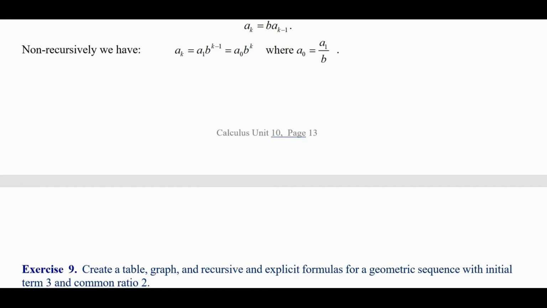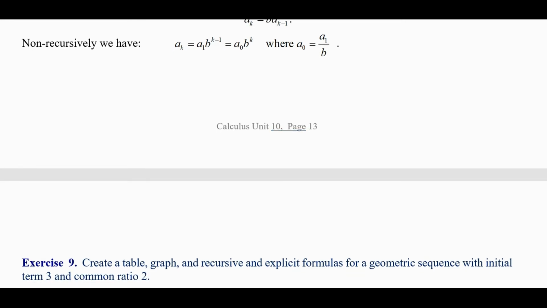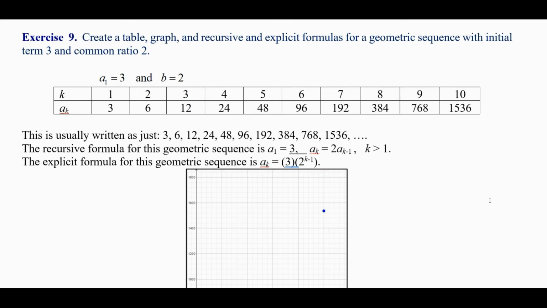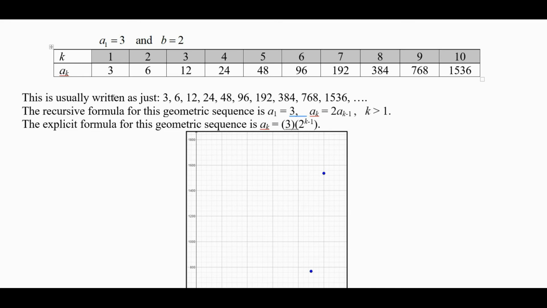So let's see if you can do this one yourself here. Create a table, graph, and recursive and explicit formulas for a geometric sequence with initial term 3 and common ratio 2. See if you can do this yourself. Press pause now. Well, it's pretty straightforward. a sub 1 is 3 and b is 2. So if we did a table, of course, the first part of the table is automatic for a sequence. It's 1, 2, 3, 4, 5, 6, 7, 8, 9, 10, etc. It goes on forever. I just wrote out the first 10 terms here.